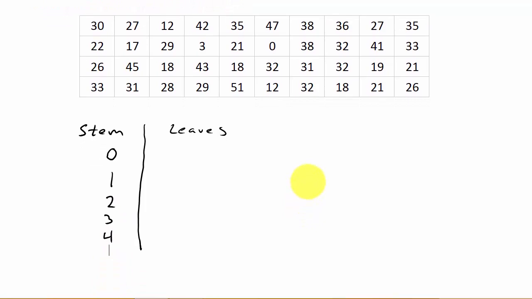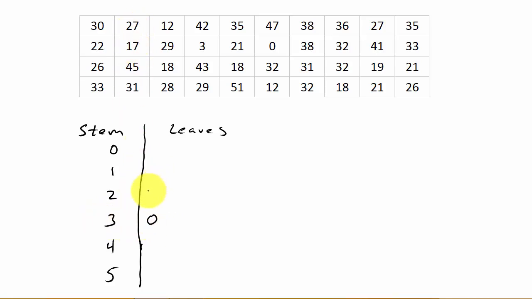Let me move this up some. Let me redo this. 0, 1, 2, 3, 4, and 5. Okay. All right. So we just go through here and see the number 30. The stem represents the first digit. The leaves represent the second digit. So I've got the number 30. So I would put a 0 here. That represents the number 30.